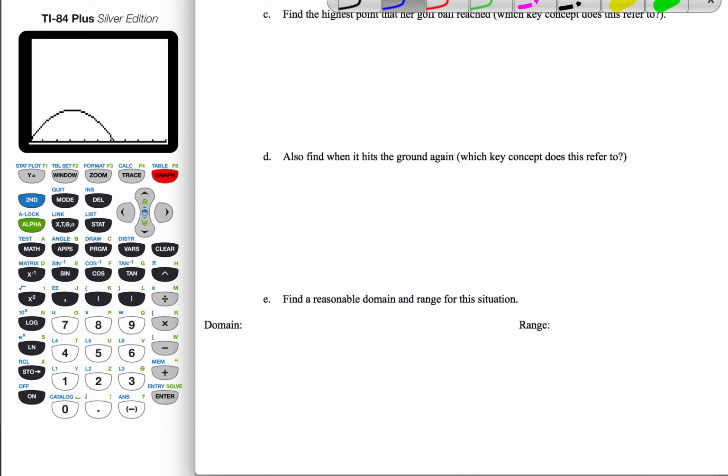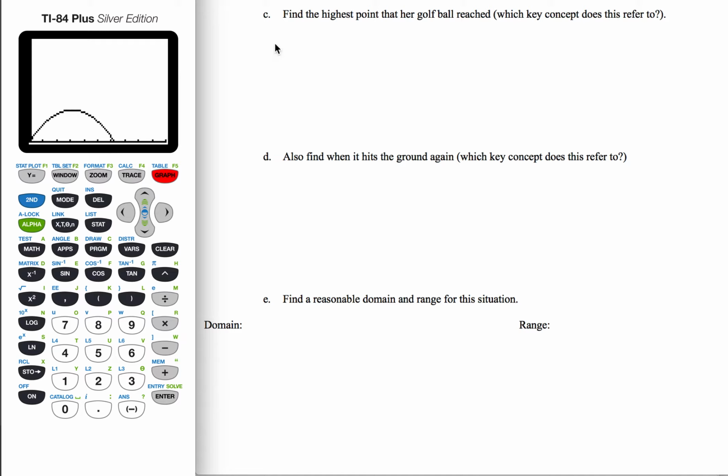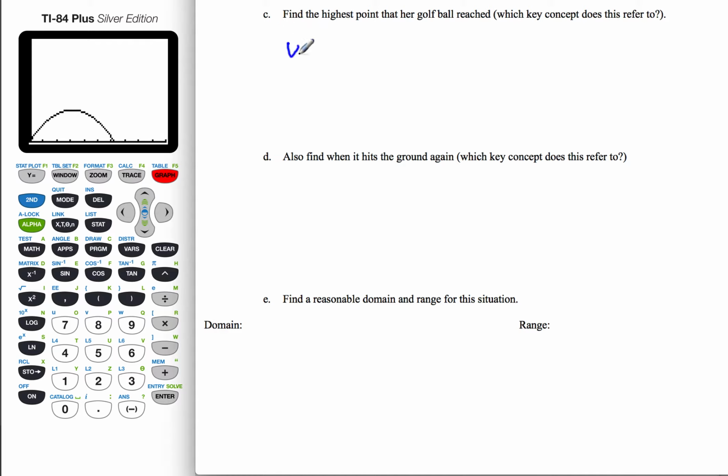So part C says, find the highest point that her golf ball reached. What key concept does this refer to? Well, the highest point, if I'm looking right here, this is going to be the highest point. So that's going to be my key concept of a vertex. So I'm going to be looking for my vertex. And because it's concave down, I'm going to be looking for a maximum.